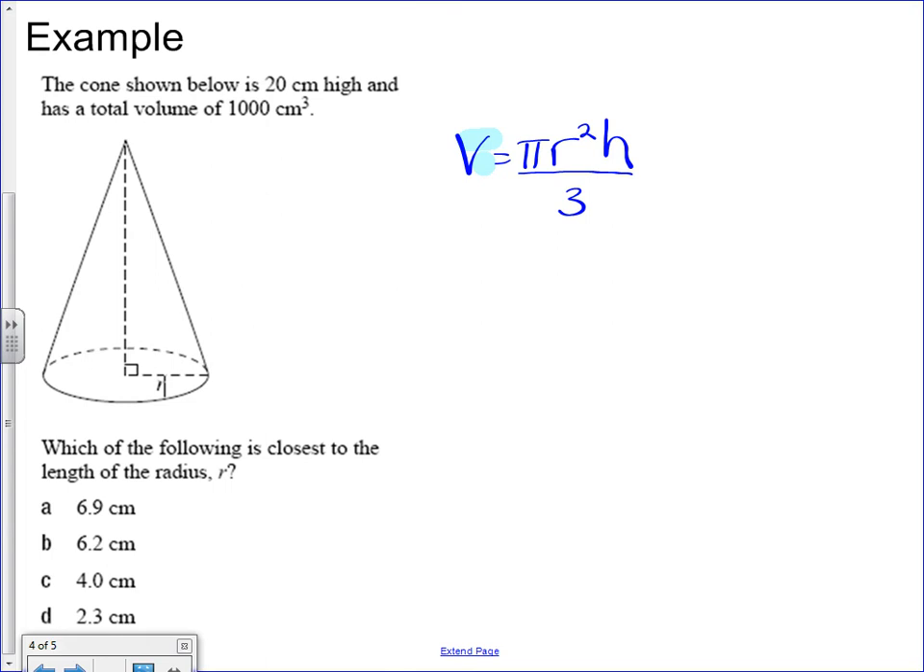Okay, before I start with the height, do I know what V is? What is it? So I'm going to start with 1,000 equals, what would I write instead of pi? 3.14. Do I know what the radius is? No, so I leave r squared. Do I know what h is? What is it? 20 centimeters, over 3.